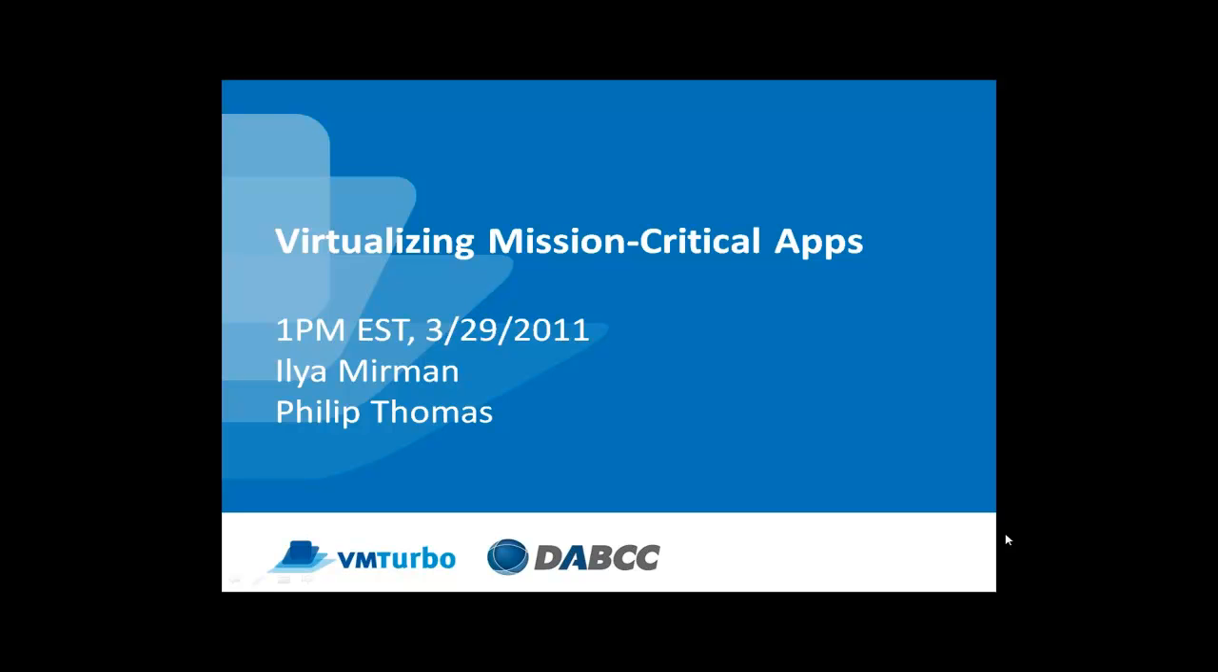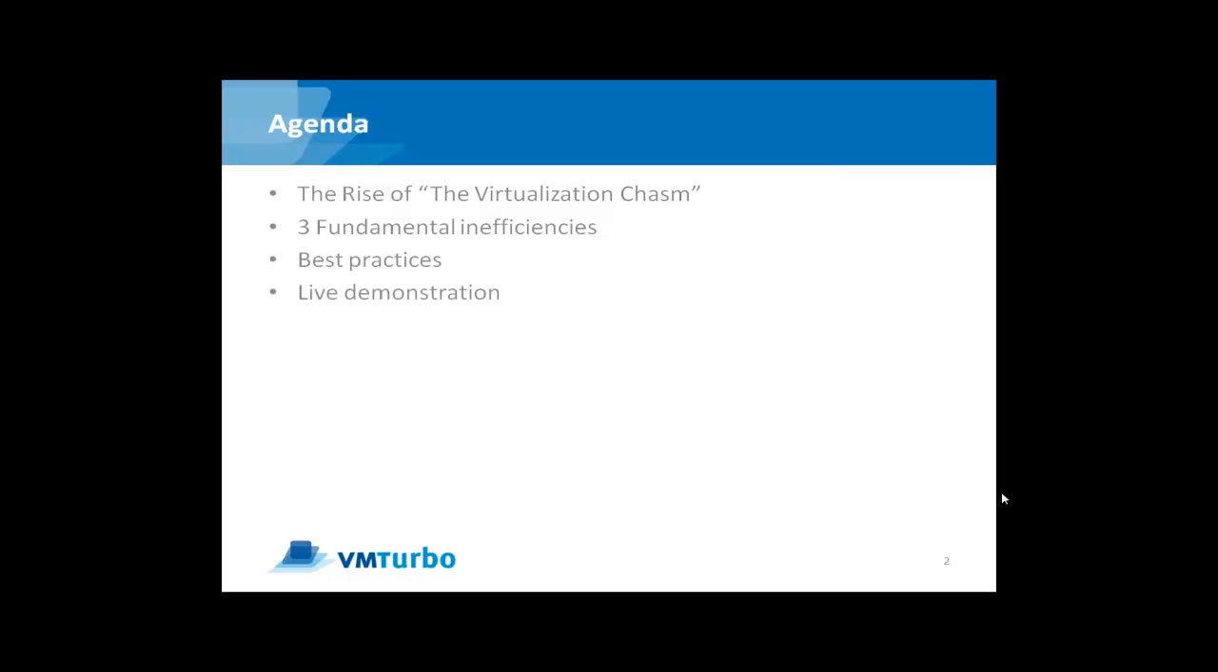Thanks, Doug. So yeah, today we'll talk about virtualizing mission-critical applications. The agenda for today, we'll spend a little time talking about what we're calling the virtualization chasm. This is the gap between virtualizing the low-hanging fruit, the easy-to-virtualize, performance-insensitive apps, and then the production apps, the mission-critical applications. We'll talk about three fundamental inefficiencies in the virtualization of mission-critical apps, and some best practices around dealing with them. That said, most of the time today we'll spend on a live demonstration showing the application of these best practices in a real virtualized environment.